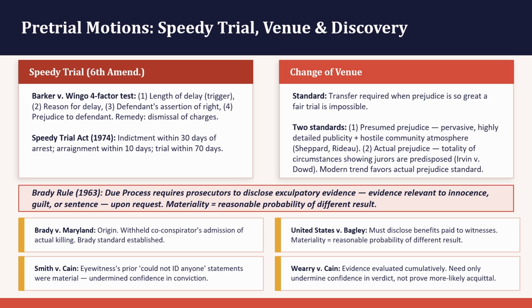The classic presumed prejudice cases, Sheppard v. Maxwell, where bedlam reigned at the courthouse, and Rideau v. Louisiana, where two-thirds of the community had watched the defendant's televised confession, show the extremes. The modern trend reflected in Irvin v. Dowd and Skilling v. United States is toward an actual prejudice standard.